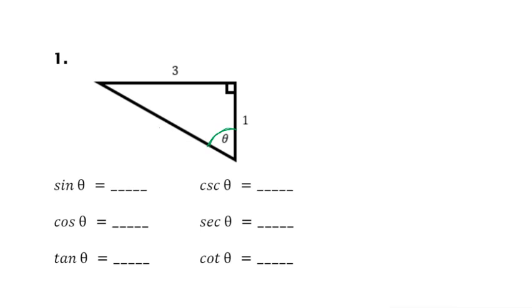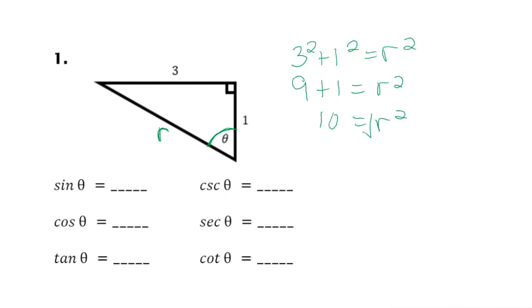So I don't know what this hypotenuse is. I'm going to call it r just for right now, or just some variable. And we're first going to do the Pythagorean theorem to find what our third side is. So if I go ahead and solve this out, I'm going to get the square root of 10.